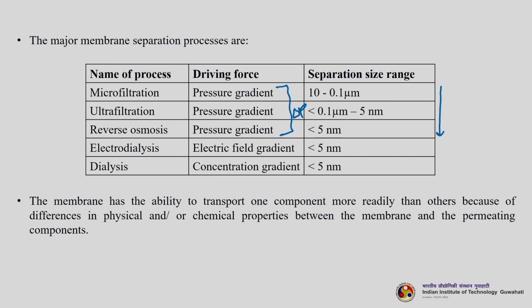So, the membrane has the ability to transport one component more readily than others because of the differences in physical and chemical properties between the membrane as well as the permeating components. Let us again understand that it is not the properties of the solute alone that decide the permeation or separation, but the membrane properties also play a big role.